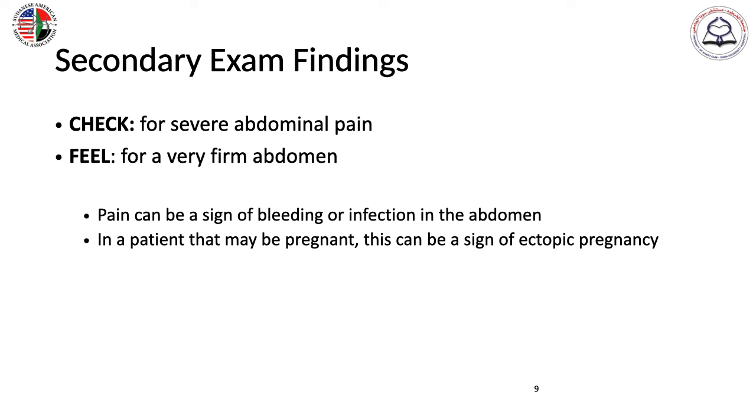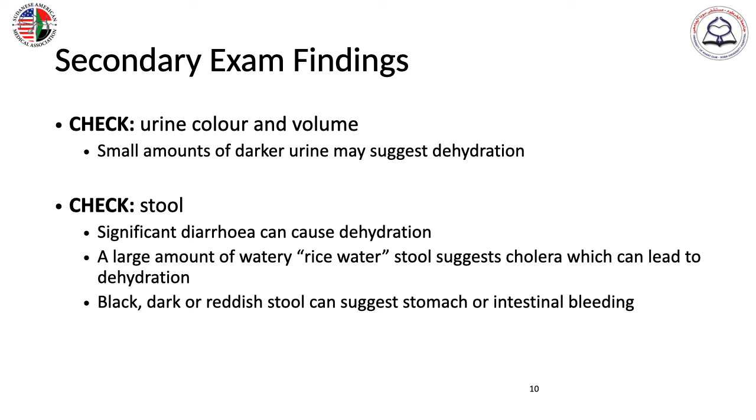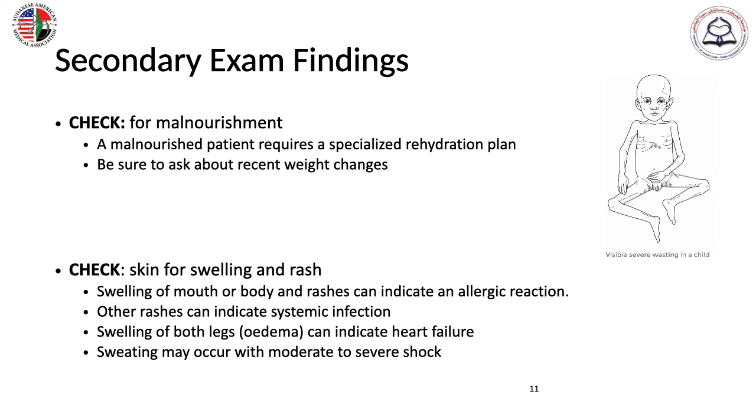A patient with severe abdominal pain, this could be due to intra-abdominal sepsis or intra-abdominal bleeding, as in ruptured ectopic pregnancy. Urine, when it is cloudy and burning, can suggest sepsis, and also dark urine in a small amount can happen in dehydration. A malnourished patient requires a specialized rehydration plan. Be sure to check about recent weight change.